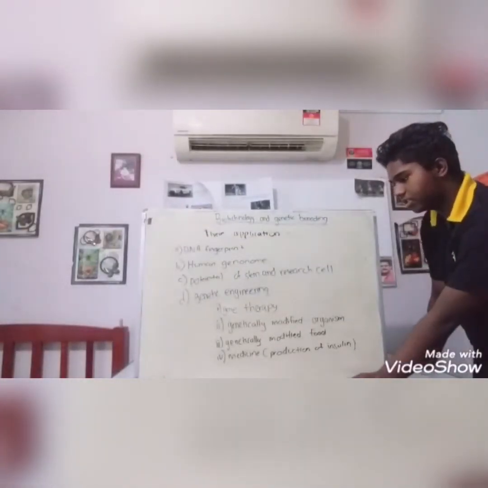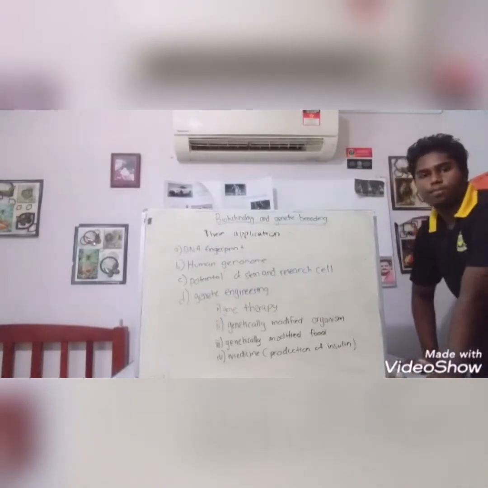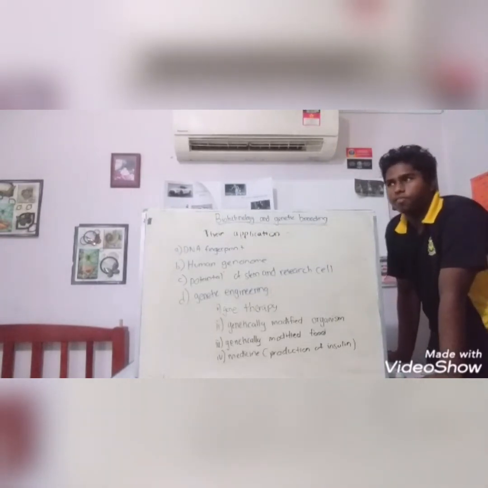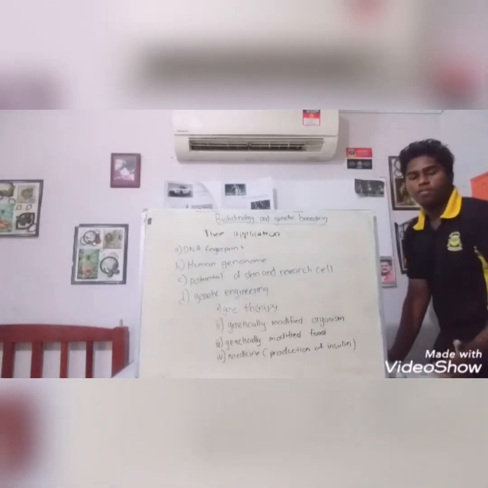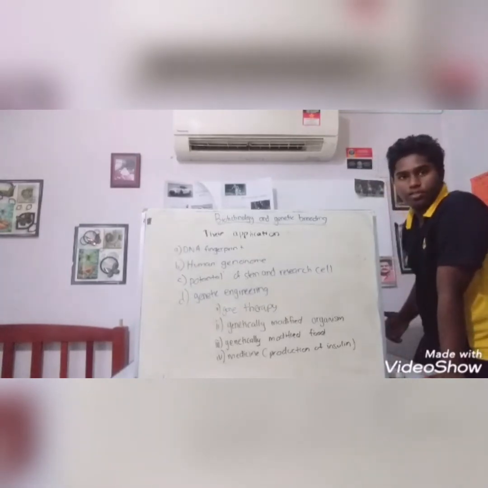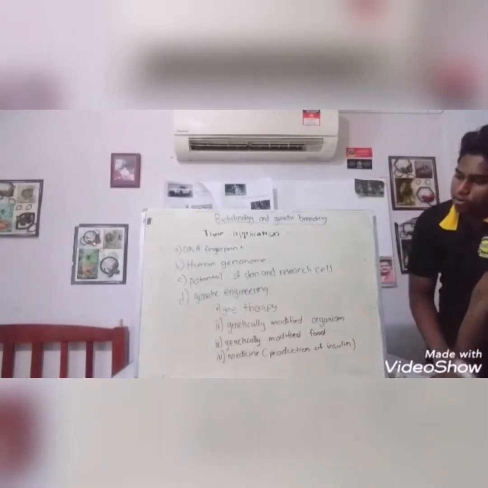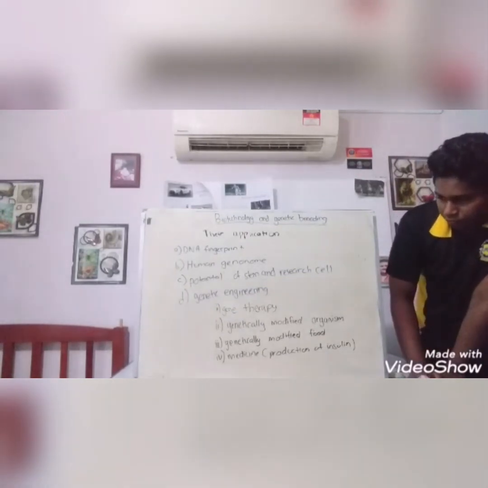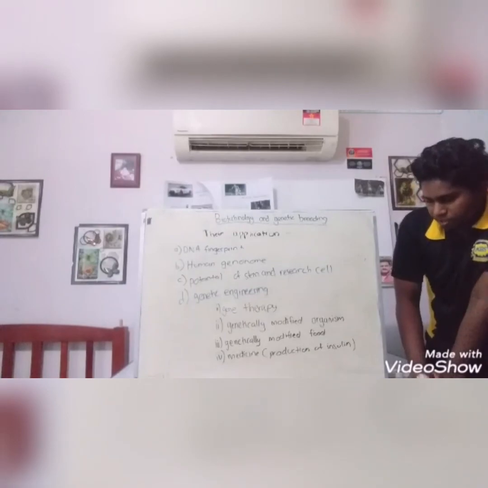Next is the potential of stem cells and disease cures. For example, people say that if we keep a store of stem cells in a stem cell bank, we are able to find cures for diseases, which is very effective for our body. And also genetic engineering, which includes gene therapy, genetically modified organisms, genetically modified food, and also medicine, which is the production of insulin.